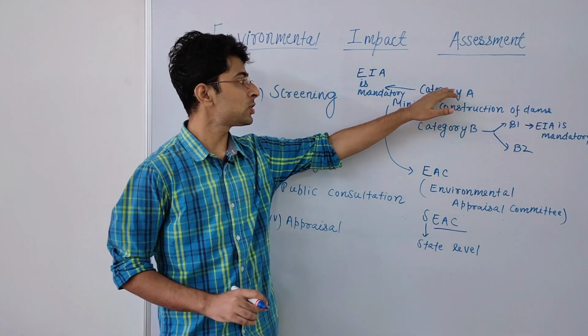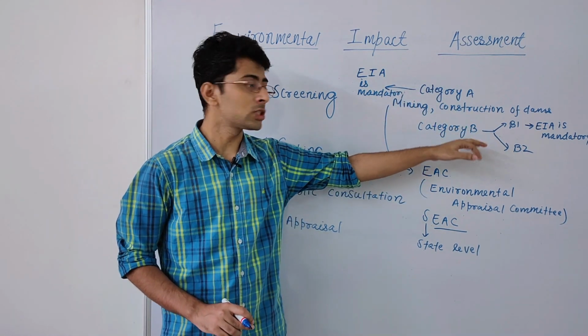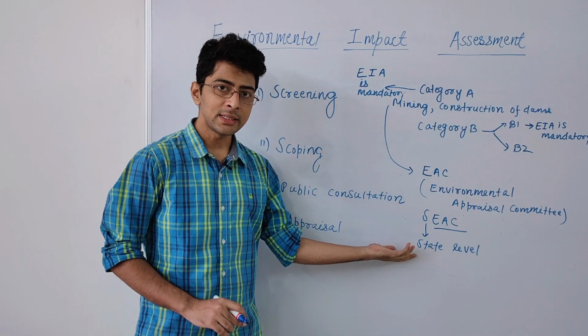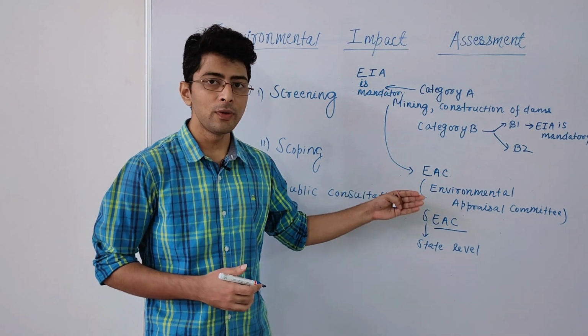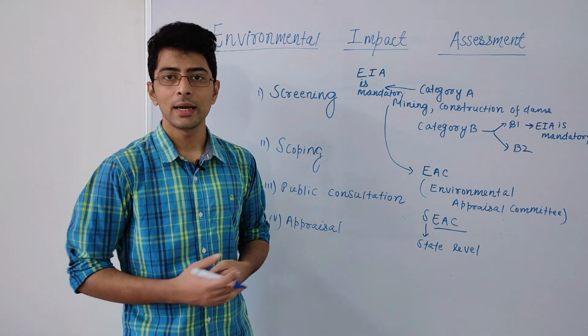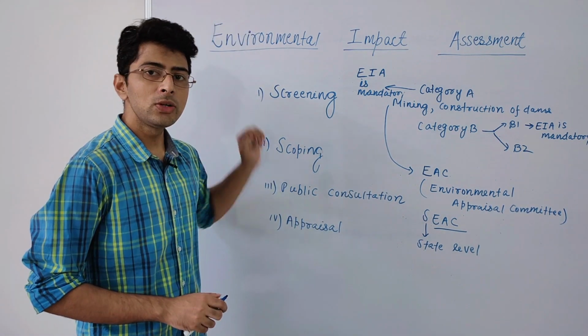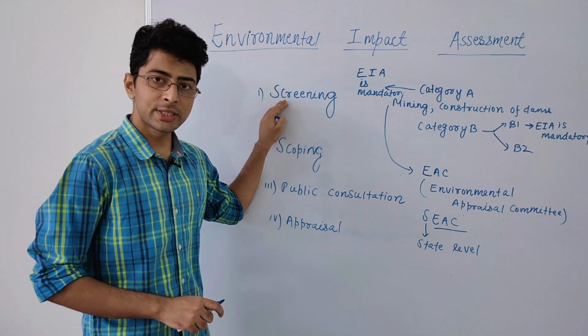All the projects of category A will be appraised by EAC. All the projects of category B, B1, are appraised by SEAC. There are two levels where the decision for approval or rejection of any project is undertaken, that is EAC and SEAC. Now let us look into the first step of EIA procedure, that is screening.